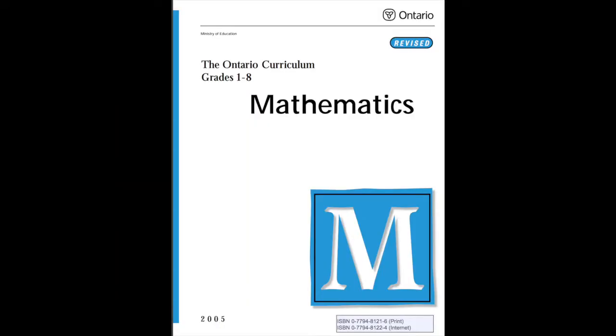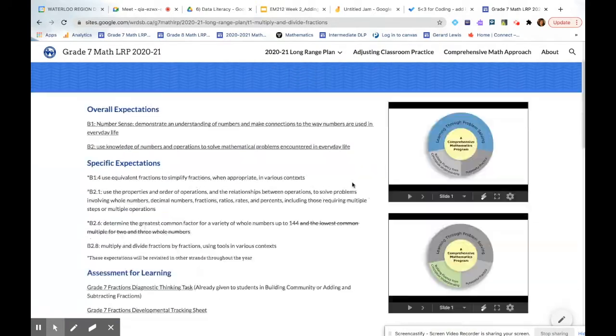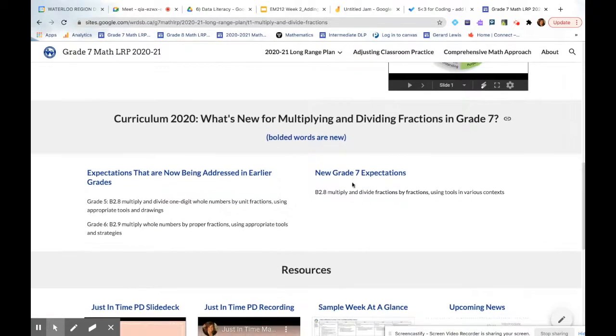In the 2005 mathematics curriculum, operations with fractions was introduced in grade 7, where students added and subtracted fractions as well as multiplied and divided whole numbers by fractions. The new 2020 math curriculum now has operations with fractions beginning in grade 5, where students will multiply and divide one-digit whole numbers by unit fractions, and in grade 6, where students will multiply whole numbers by proper fractions.